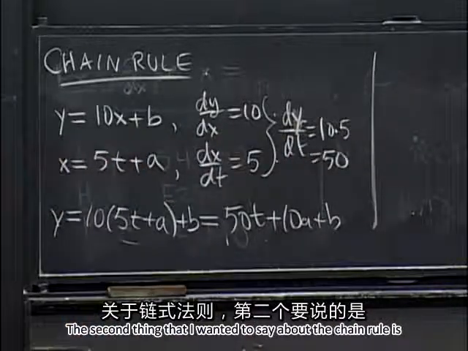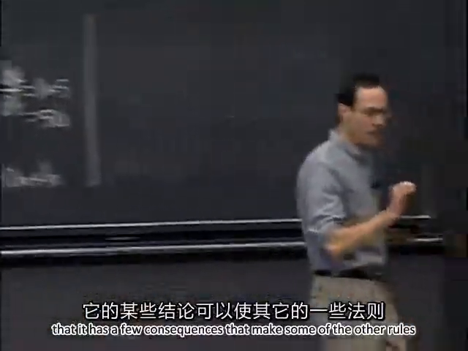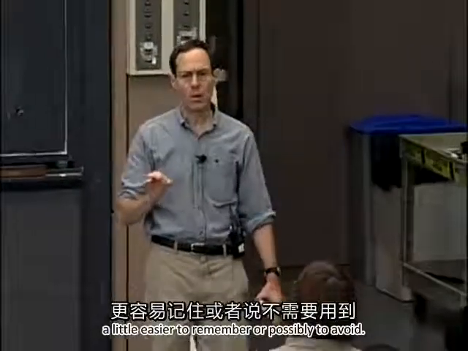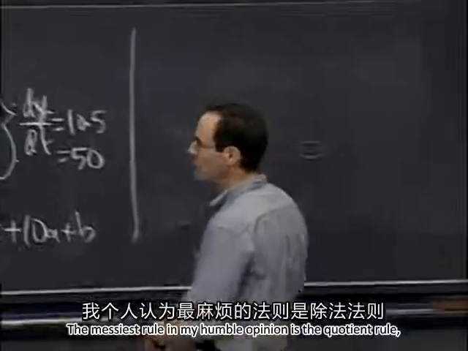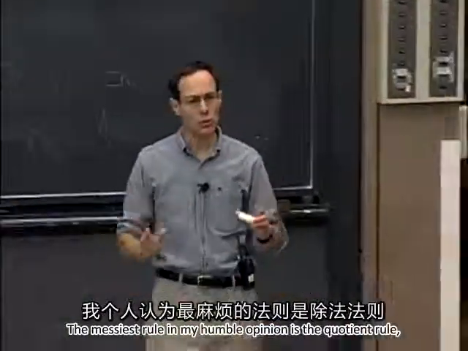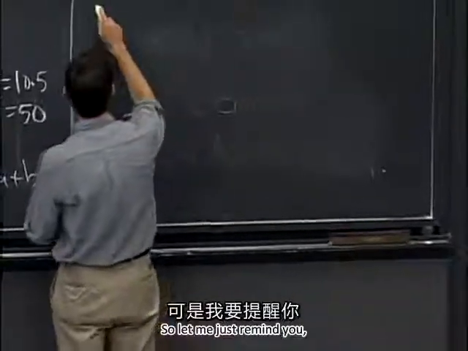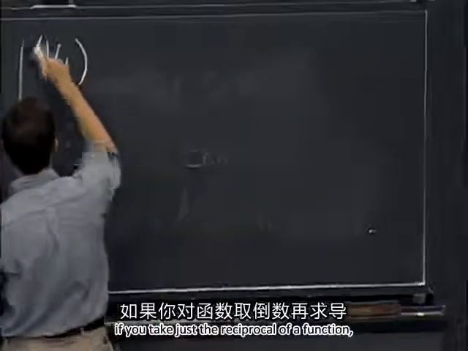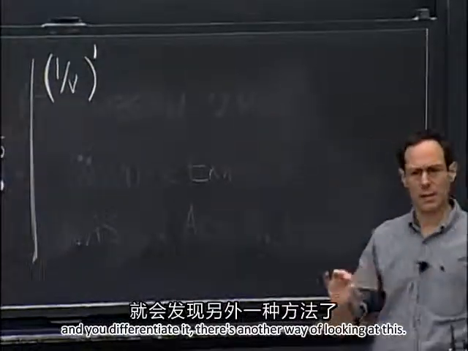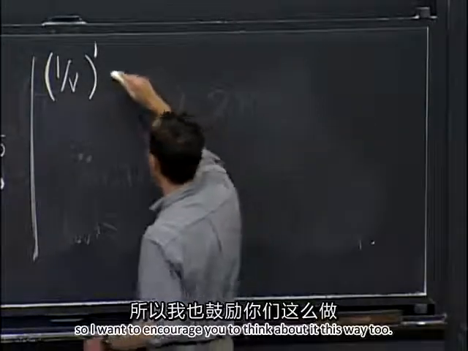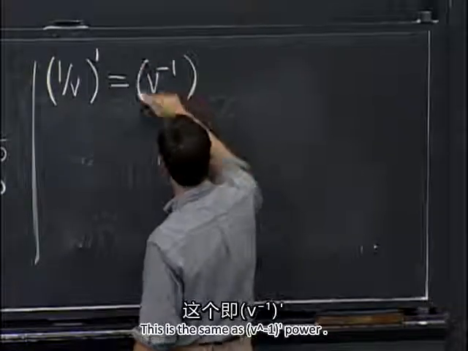The second thing that I wanted to say about the chain rule is that it has a few consequences that make some of the other rules a little easier to remember or possibly to avoid. The messiest rule, in my humble opinion, is the quotient rule, which is kind of a nuisance to remember. And so let me just remind you, if you take just the reciprocal of a function and you differentiate it, there's another way of looking at this. And it's actually the way that I use, so I want to encourage you to think about it this way too. This is the same as v to the power minus 1, prime.